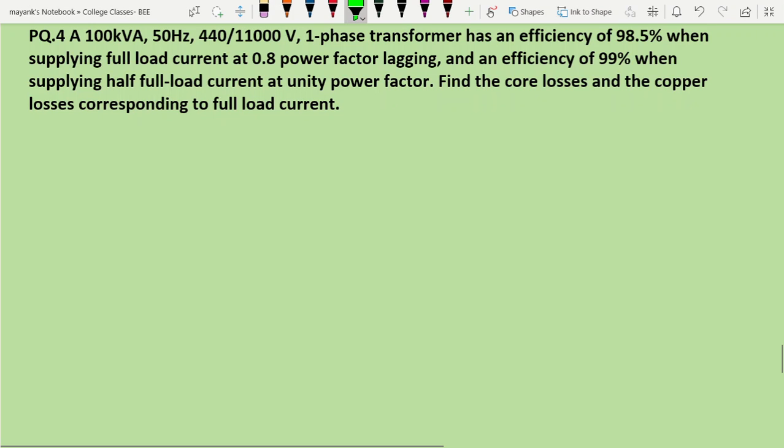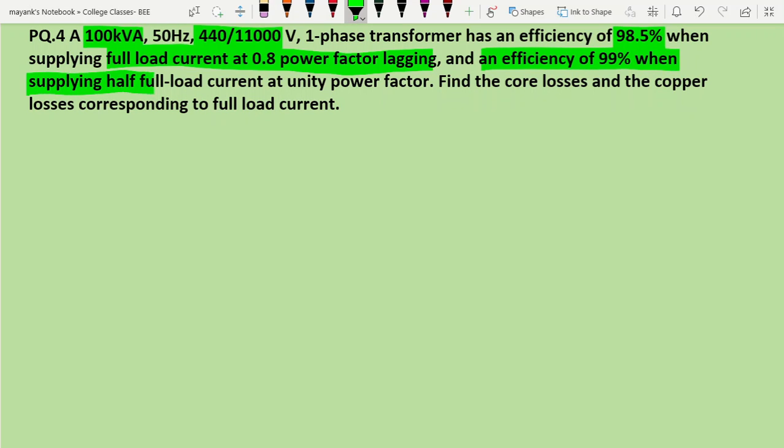Okay, so let us go through the question. A 100 kVA, 440 volt / 11,000 volt single phase transformer has an efficiency of 98.5% when supplying full load current at 0.8 power factor lagging, and an efficiency of 99% when supplying half the full load current at unity power factor. Now find the core losses and the copper losses corresponding to full load current.